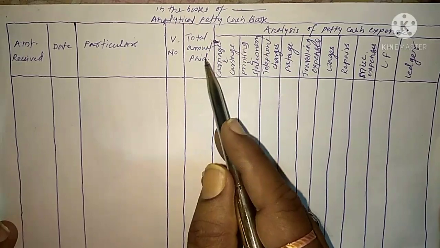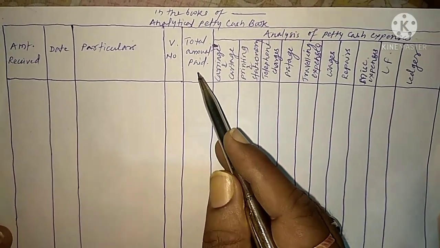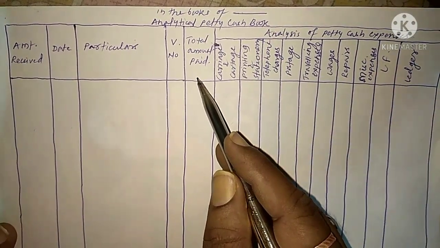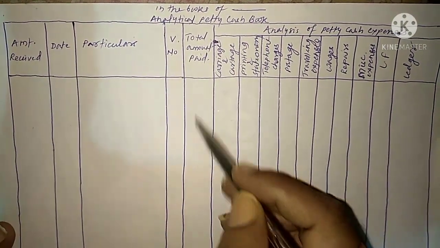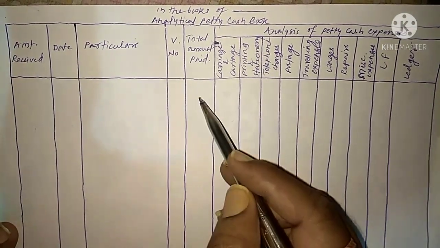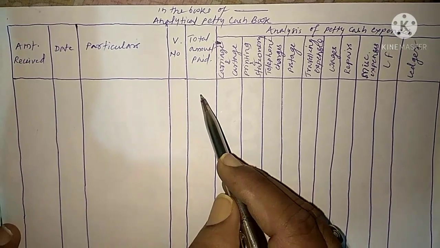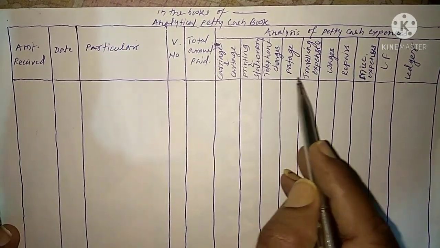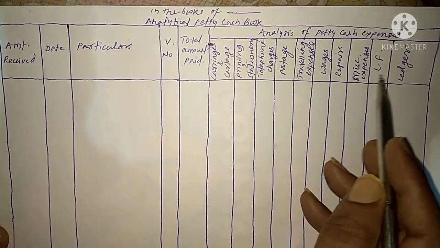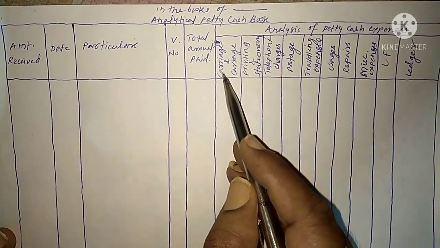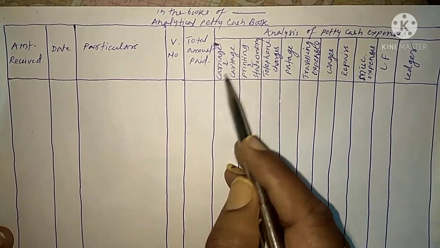And then total amount paid. So this is the common column in which we have to write all the payments amount first, that is the total amount paid column, and then after that this amount we have to transfer to their respective accounting head. These accounting heads are serially given here. The first accounting head is carriage and cartage.